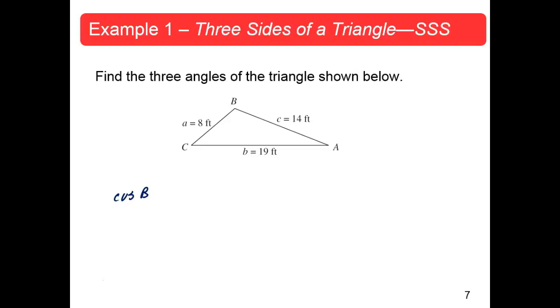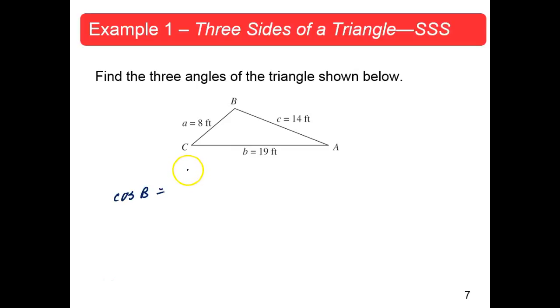If you started with one of the others, you would tend to have what you call an ambiguous case. And you might come up with an angle, trying to solve it, that tends to mess up. So always go for the big angle first. Okay? And that's what they say down here. It is a good idea to find the angle opposite the longest side first. In this case, it will be B. So what is our law of cosines, which you're solving for the angle B?